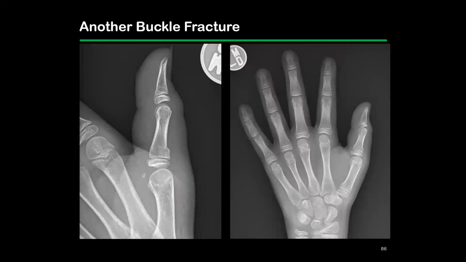This is another example of a buckle fracture. This one's a little bit more pronounced. Here we see the buckling of the proximal first phalanx of the thumb.